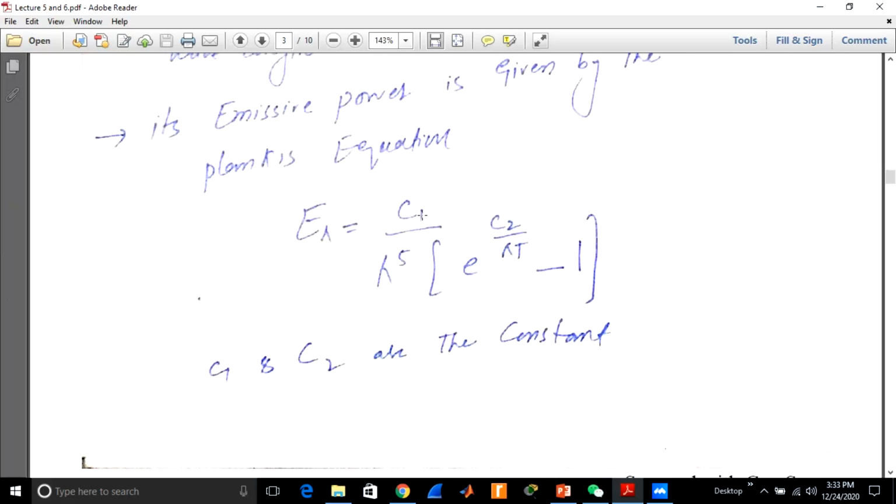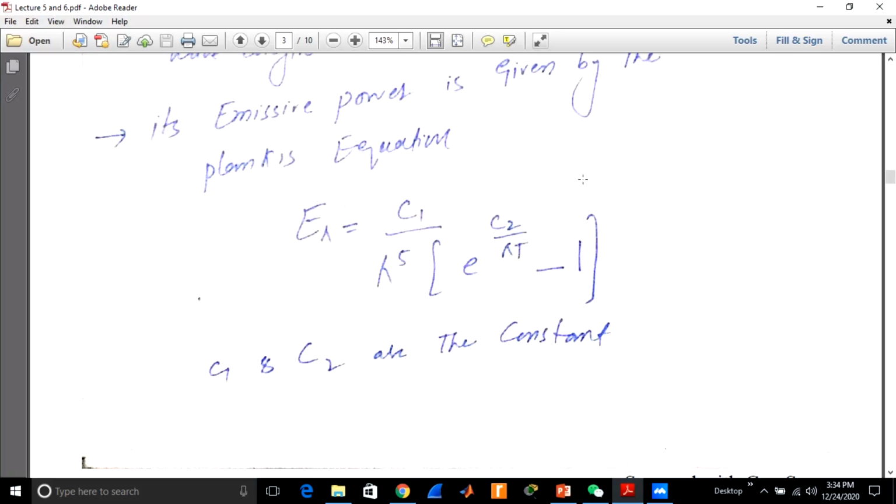So the emissive power is given by C1 divided by lambda to the power 5 into e to the power C2 divided by lambda T, minus 1. What are C1 and C2? C1 and C2 are constants in the numerical equation. They will give us what C1 and C2 are in this case. And lambda is the wavelength of the radiation emitted by the body. T is the temperature at which the body emits such radiation. So what is the temperature of the sun's surface at that time?